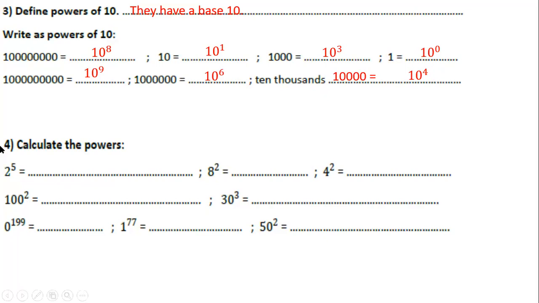Yes. Read number 2.4, calculate the powers. Let me talk a little bit about this question, Hassan. When we are asked to calculate powers, we should write them first as a repeated multiplication sentence, then we get the answer. So you have the first one, Hassan, 2 to the power 5.